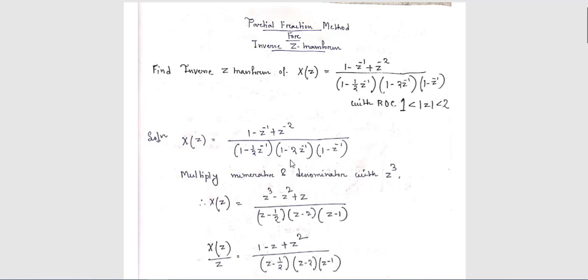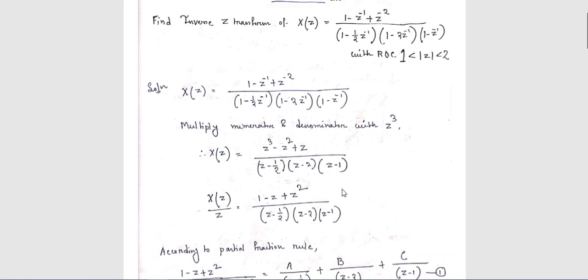Now if you multiply z cube with the denominator part, what happens? One z will be multiplied with this factor, the next z with this, and the next z with this, because in the denominator you have three factors. So z, z, z, that means z cube. So this will become this. If you multiply z cube with the numerator part, it becomes z cube minus z to the power minus 2 plus z, like this. Now this is your expression.